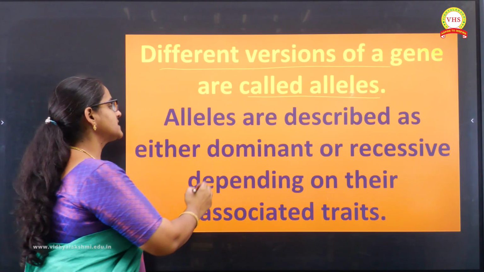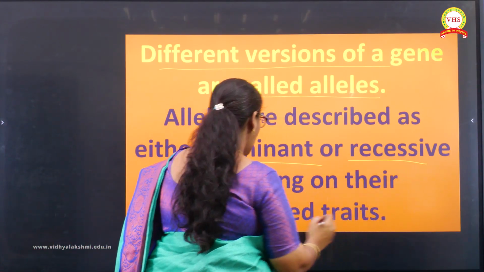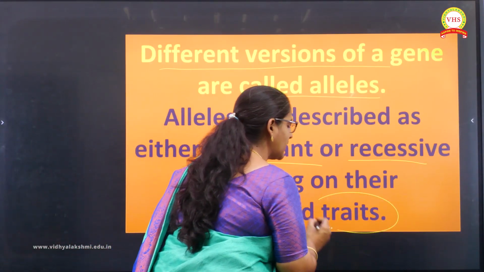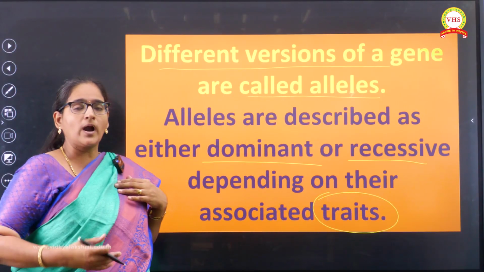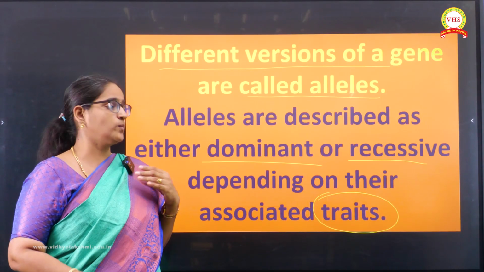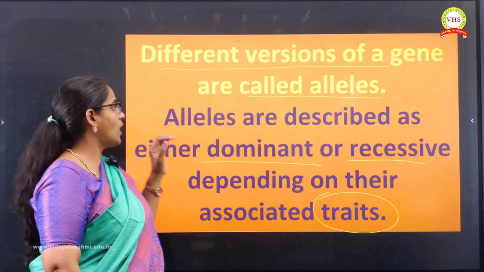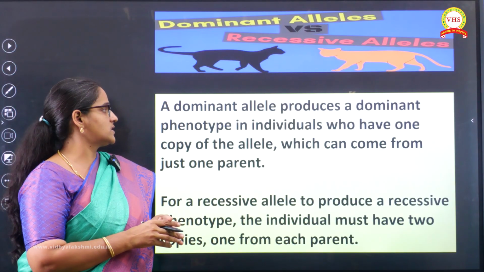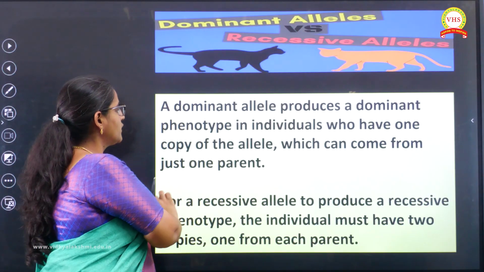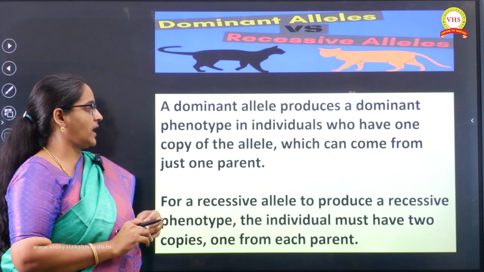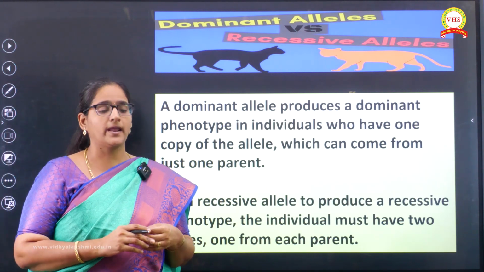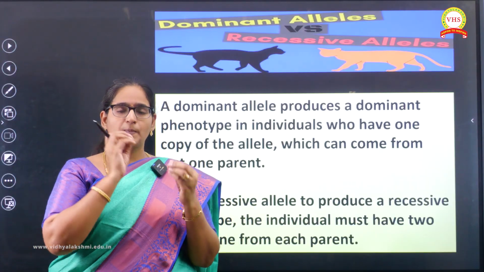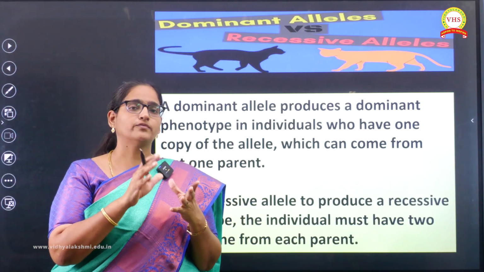Alleles are described as either dominant or recessive depending on their associated traits. Here the word trait means character. Based on what character it determines, we divide the alleles into dominant and recessive forms. A dominant allele produces a dominant phenotype in individuals who have a copy of the allele, which is coming from just one parent. So children, these alleles are nothing but specific structures which are part of the gene.